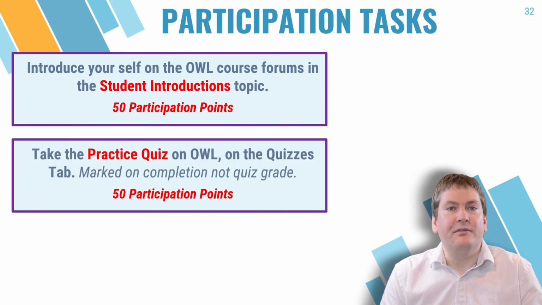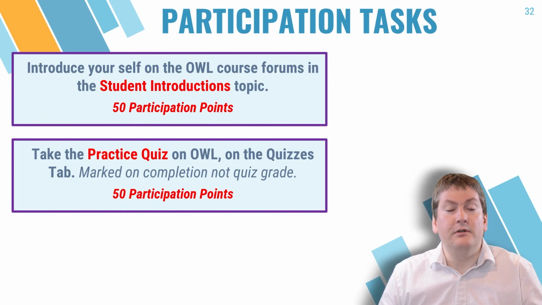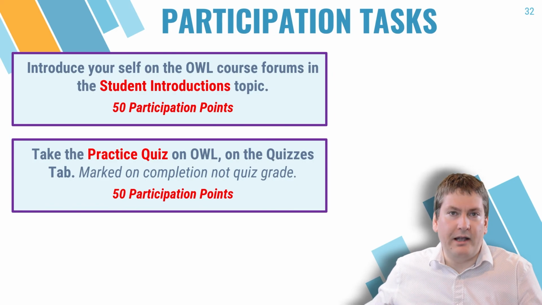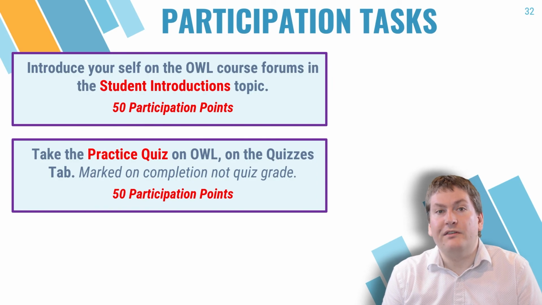The next participation activity is going to be to take the practice quiz on OWL. So this isn't going to be marked on what you score on the quiz. Rather, I just want to see that you've actually attempted it. The idea behind this is simply just to get you used to doing quizzes on OWL. We're going to have 4 OWL quizzes coming up throughout the course. And we're also going to be using that kind of system to do our final exam. So it's important that you understand how it works. So this practice quiz is just going to be talking about things in the course syllabus.